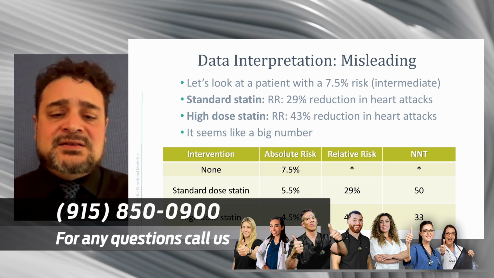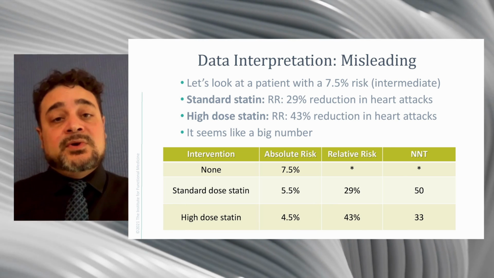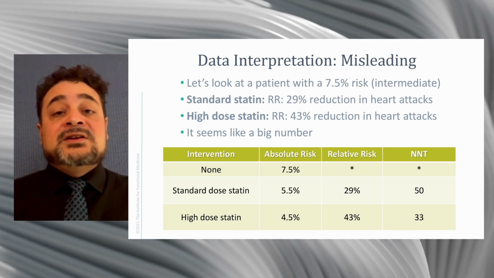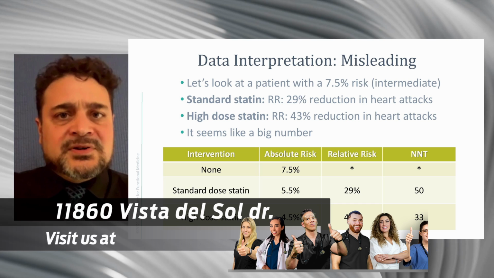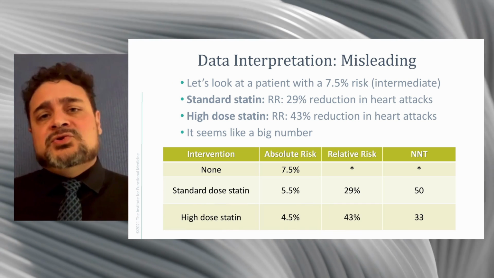And if you look at the high intensity statin, his absolute risk is 4.5%. So it's only 3% off from no intervention at all. But his relative risk is 43%. And then when you tell a patient you have a 43% reduction of cardiovascular disease, they're like, whoa, that's a big number. Number needed to treat is 33.